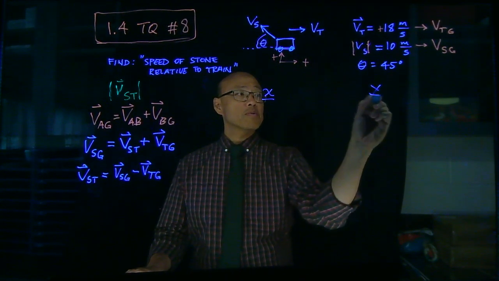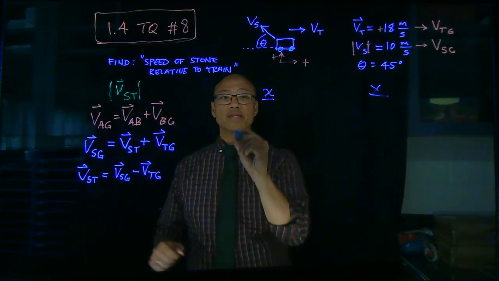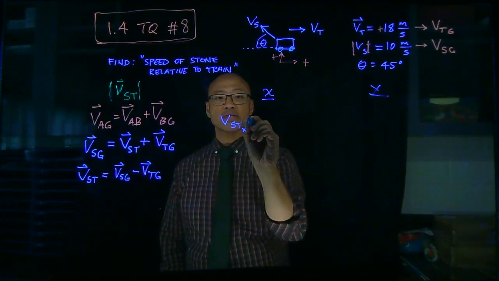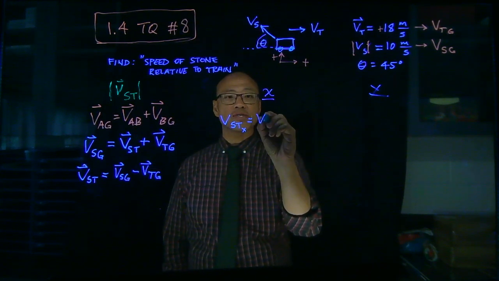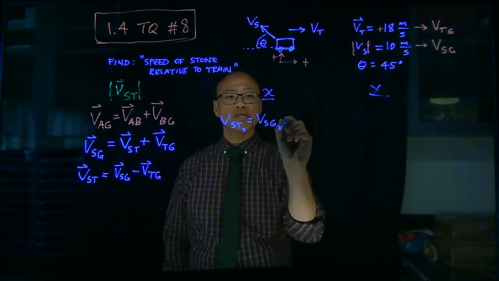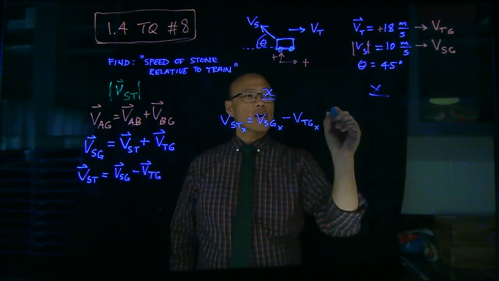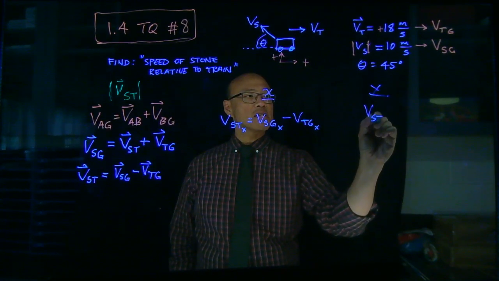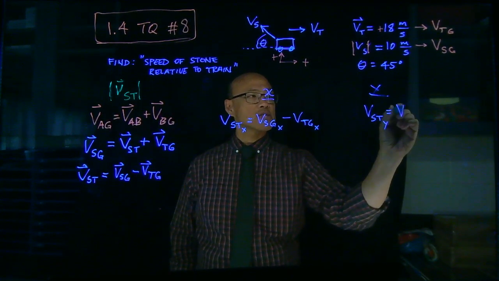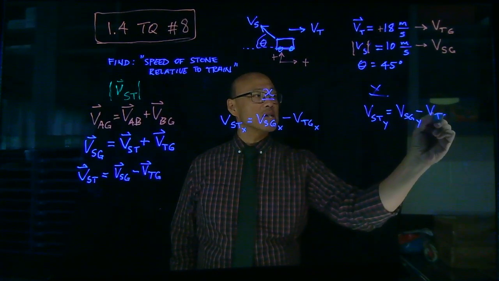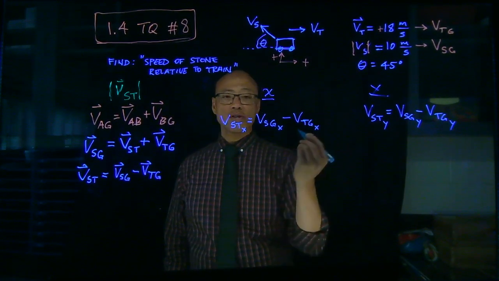And I'm going to rewrite this equation in terms of x's and y's. This says my velocity ST in the x direction just has to be the velocity of SG in the x direction minus the velocity of TG in the x direction. In the y's, I've got the velocity of ST in the y direction has to equal the velocity of SG in the y direction minus the velocity of TG in the y direction. This is all set up.